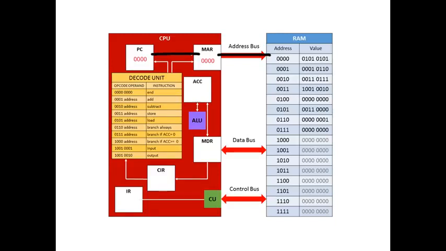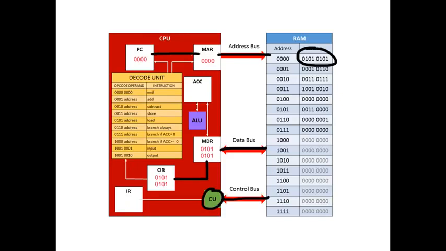Because we want to read the value that's in address 0000, the control unit sends a signal on the control bus to the memory controller to say memory read. The contents in address 0000 can now be transferred along the data bus. Because what we were fetching was an instruction, the value from the RAM now goes into the current instruction register.